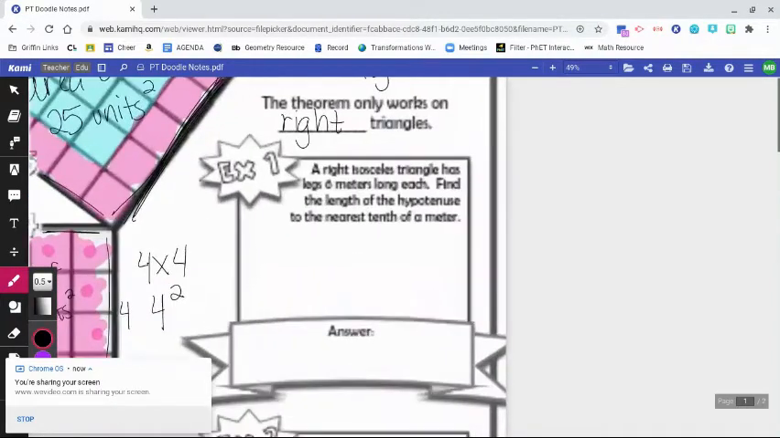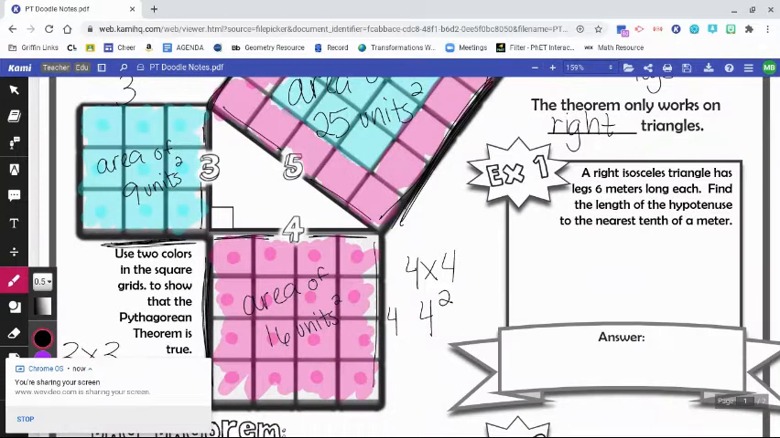So we're starting with example 1, which reads, a right isosceles triangle has legs 6 meters long each. Find the length of the hypotenuse to the nearest tenth of a meter. In order to do this, we have to start by essentially drawing our triangle. It doesn't have to be perfect. I'm going to say that's my 90-degree angle right there. Isosceles triangle means that two legs are the same length, and we knew that the legs were each 6 meters. So I've got 6 meters, 6 meters, and then I do not know the length of my hypotenuse. So I'm going to put a variable x there.